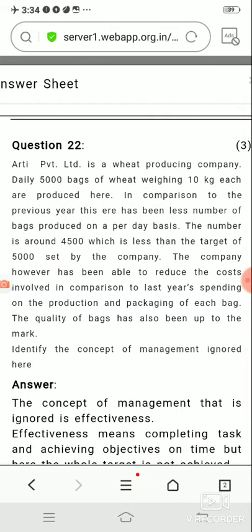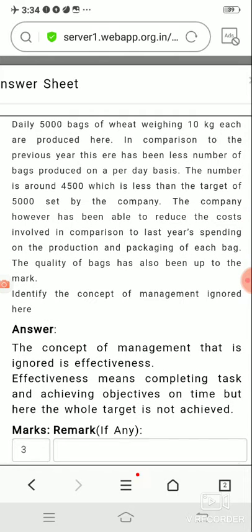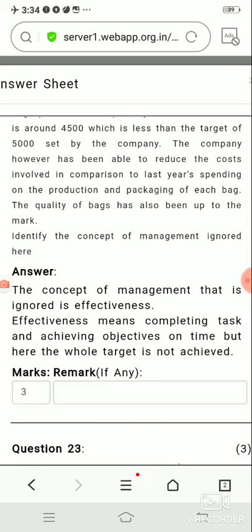It means the company had set a target of producing 5,000 bags, whereas it produced only 4,500. It means the company produced 500 bags less. The company, however, has been able to reduce the cost involved in comparison to last year's spending on the production and packaging of each bag. The quality of the bags has also been up to the mark. Identify the concept of management ignored here.